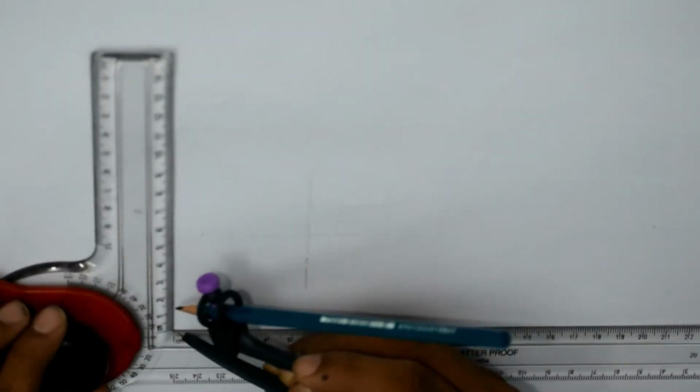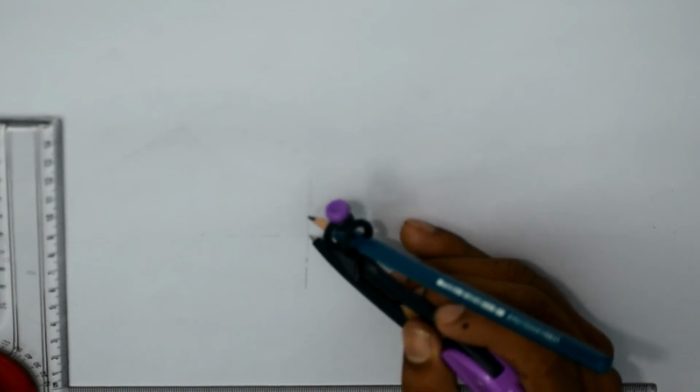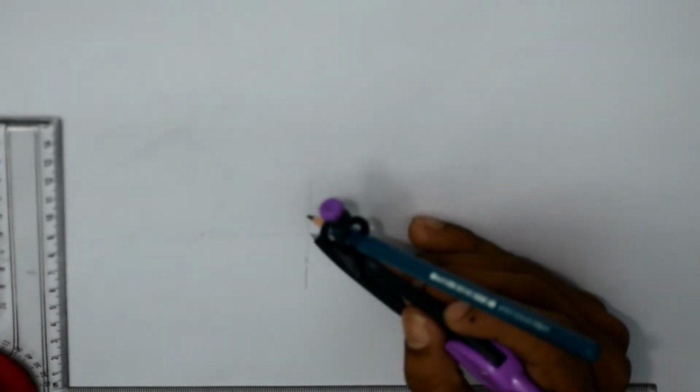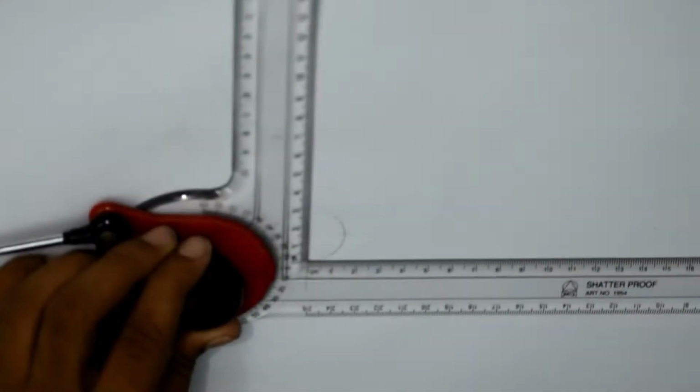So we have to draw the involute of circle 30 mm diameter. For this reason, first we have to draw the circle of 30 mm diameter, which means the radius will be 15 mm. So the radius will be 15 mm. So I am taking first the radius as 15 mm. So this is your diameter 30 and radius 15 mm. You have got the circle.